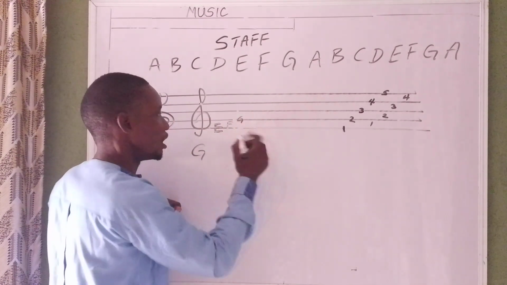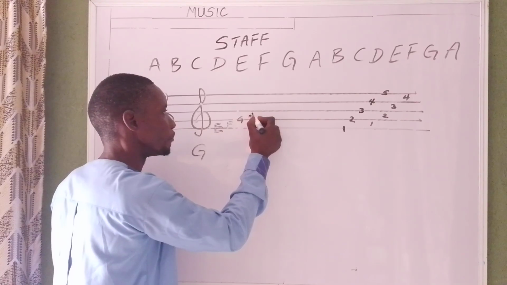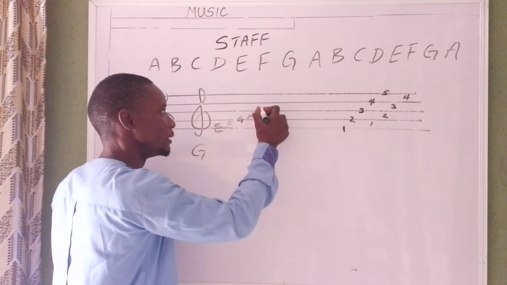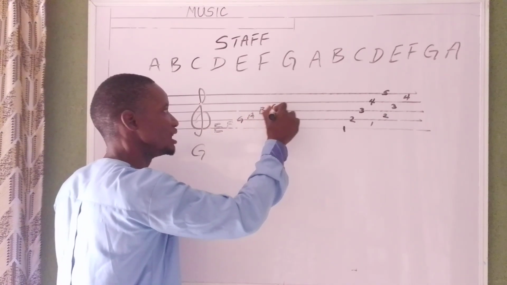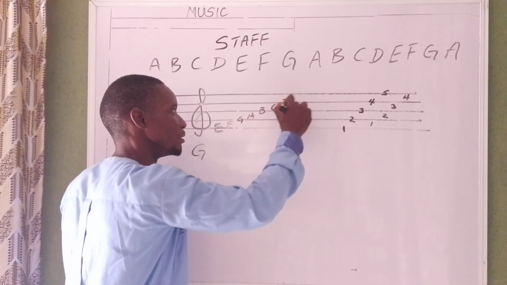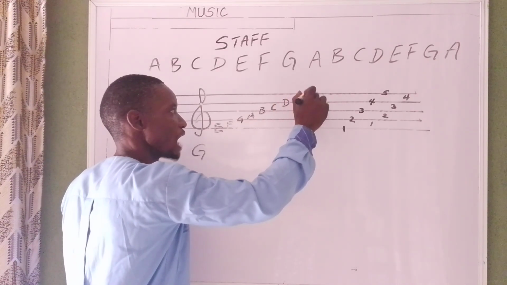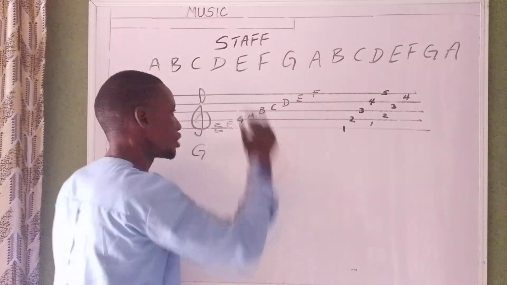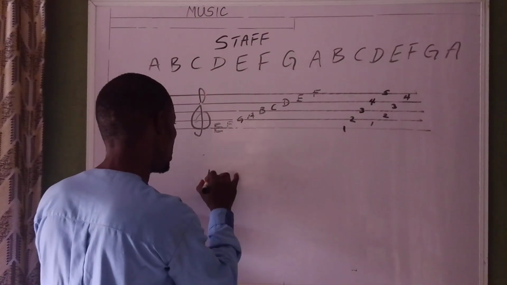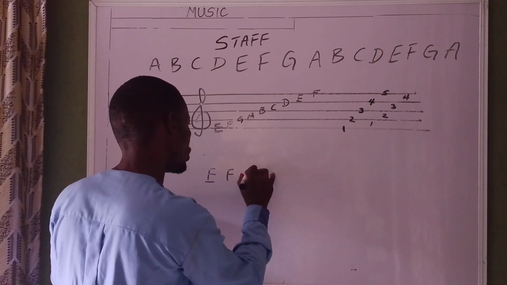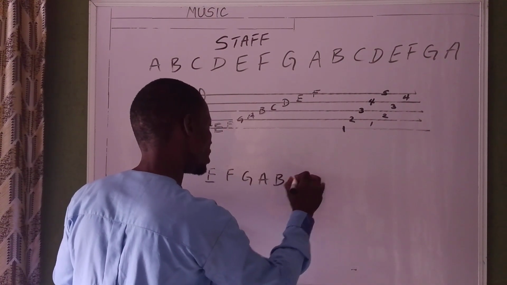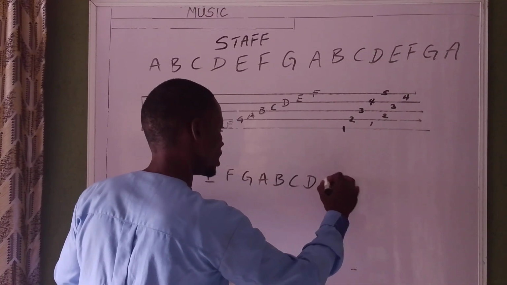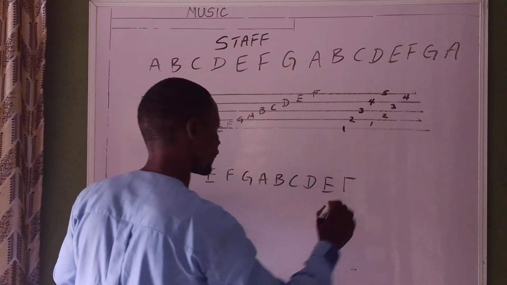After G, you go back to A. After G, the space will be A. After A, the line will be B. After B, the space will be C. After C, the line will be D. After D, the space will be E. After E, the line will be F. So let me spell them out. So you have E, F, G, A, B, C, D, E, and the last one, which is F.